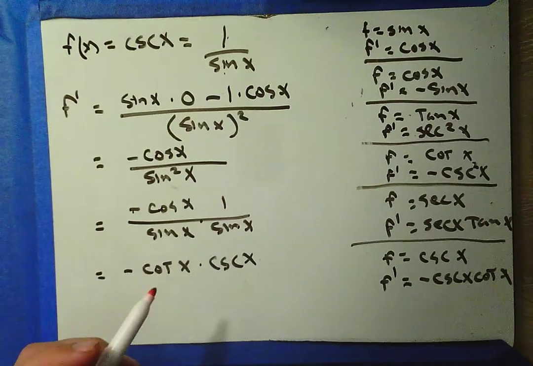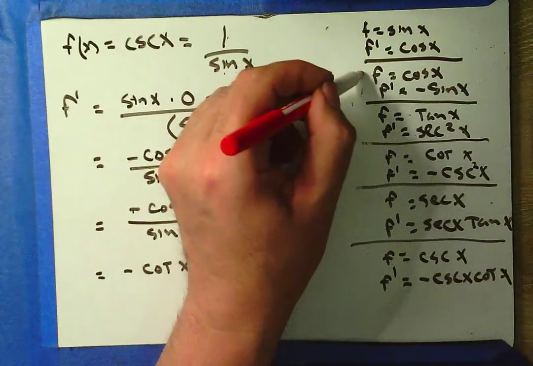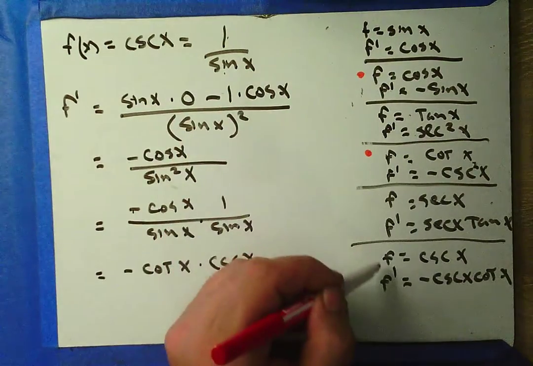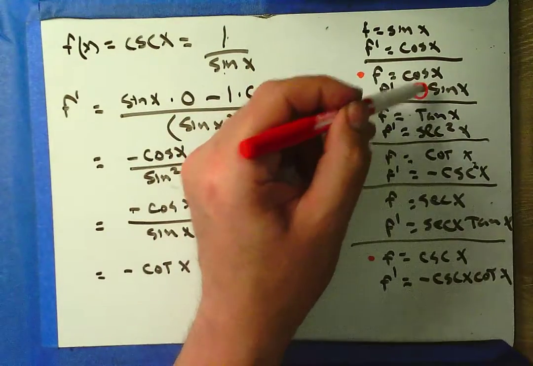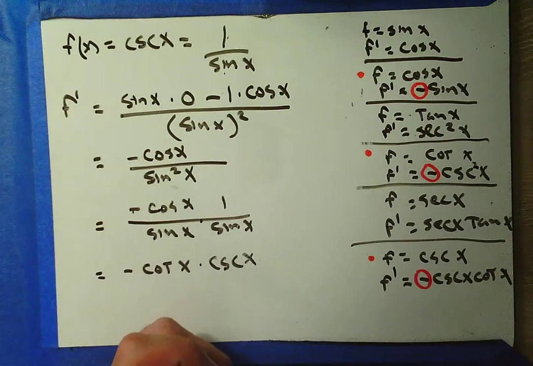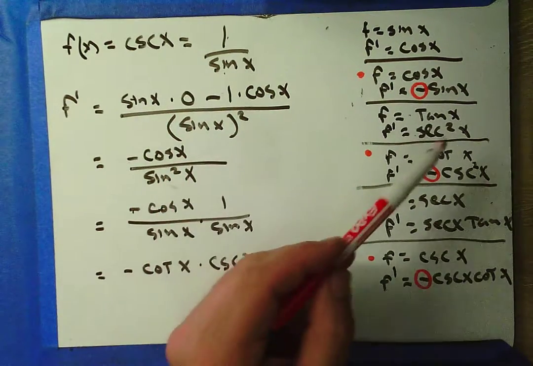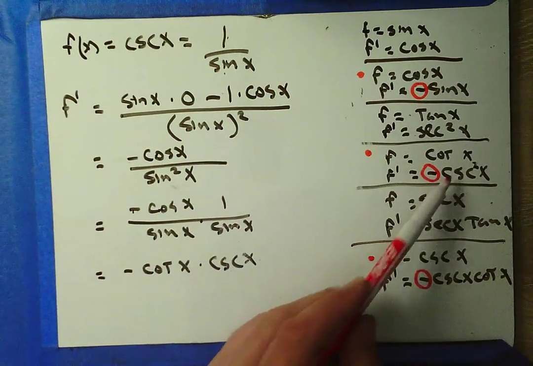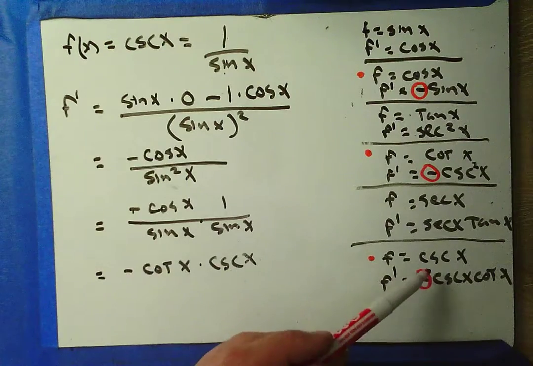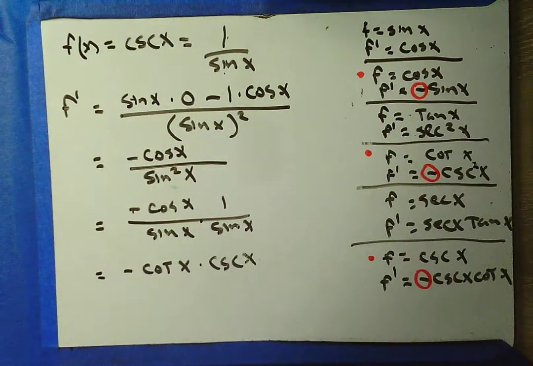Now I'm wondering if you notice something about these derivatives. There's a bunch of them, yes, I agree. Well, look at all the co-function derivatives. All the co-function derivatives have negatives on them. Cosine's derivative is negative sine, cotangent's derivative is negative cosecant squared, and cosecant's derivative is negative cosecant cotangent.